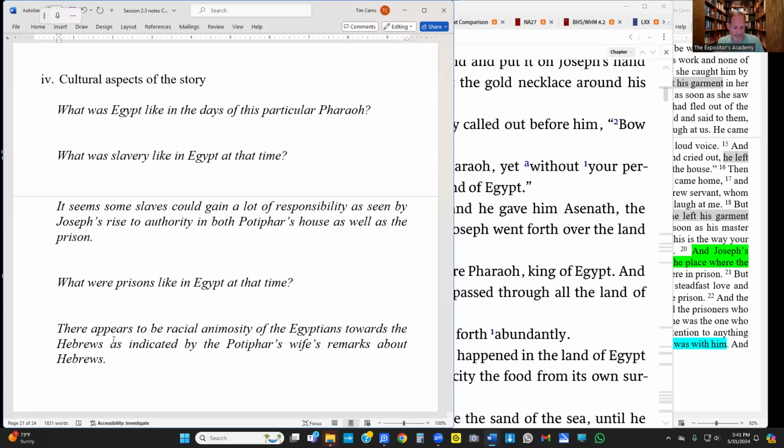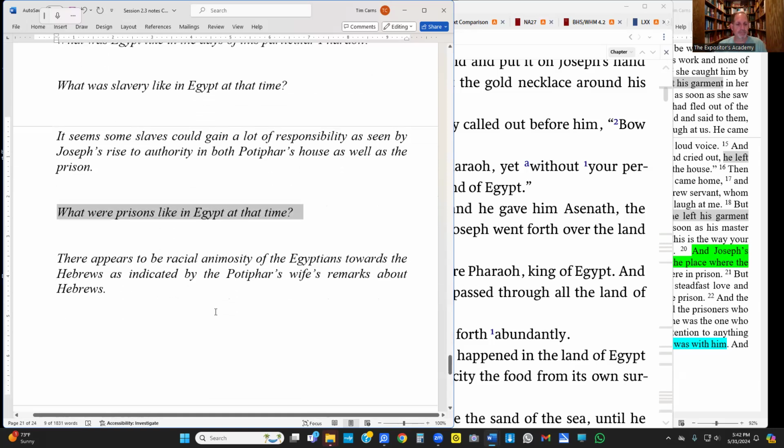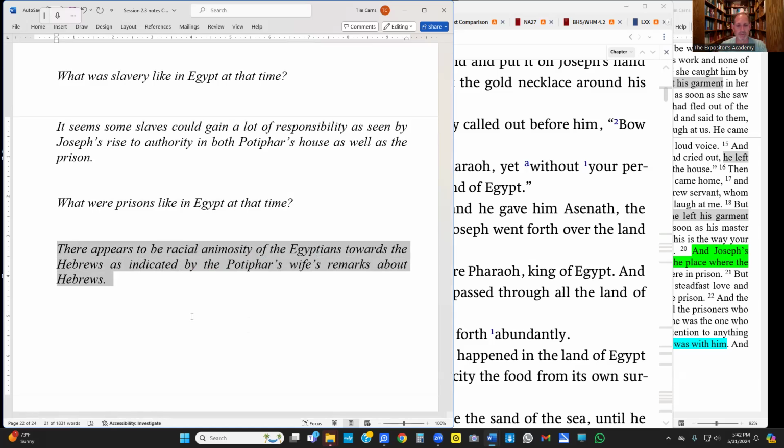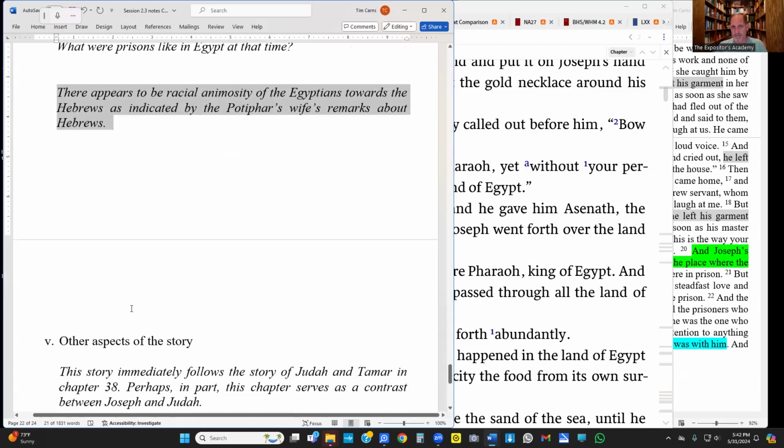Again, we have Potiphar, right, who had Joseph as a slave. And it seems there that some slaves take a lot of responsibility, right? That's what happened to Joseph while he was in Potiphar's house. How about Egyptian prisons? Do we know anything about them? And again, there seems to be some anti-Semitism, even back before Israel was established as a nation. There were anti-Semites, right? Those remarks about this Hebrew, you brought this Hebrew in to make fun of us. So there's that cultural issue.